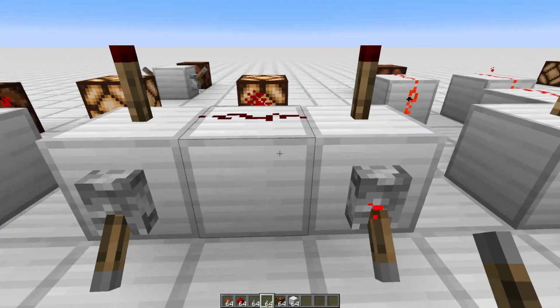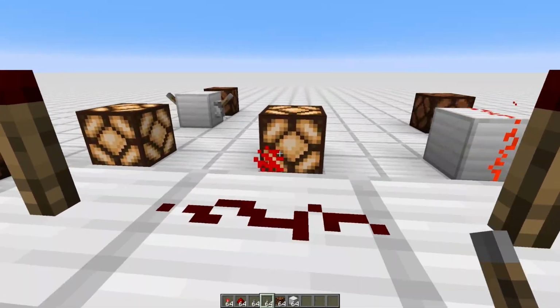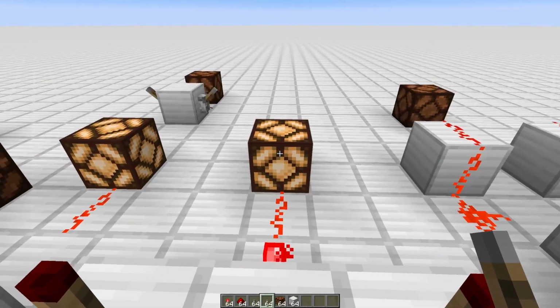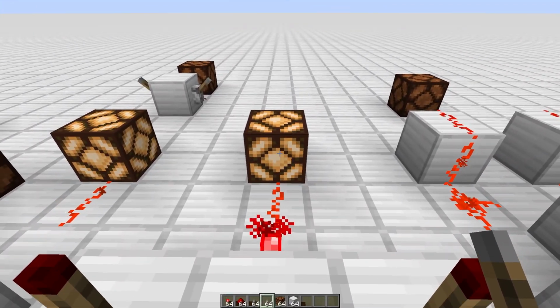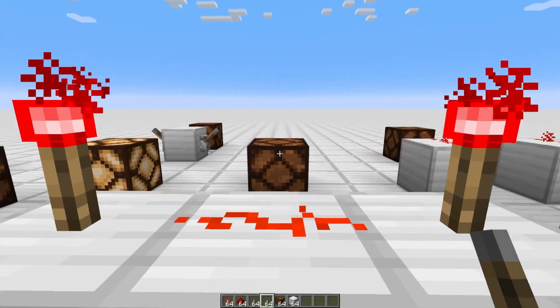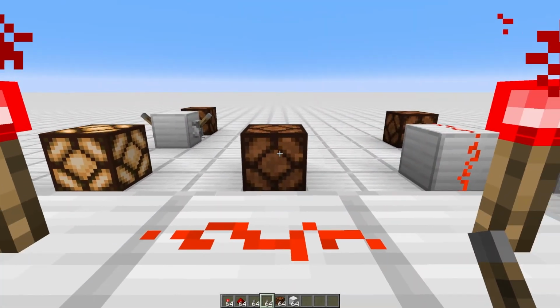So until both of them are on, i.e. this one and this one, that won't be on. But as soon as this one and this one are on, that is now powered. So if both of these blocks are powered, that will be powered. If either one is not powered, that will not be powered.